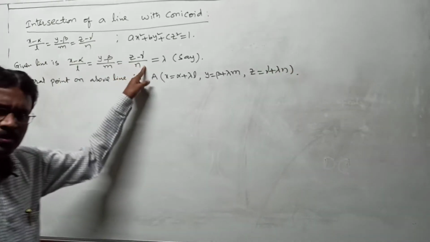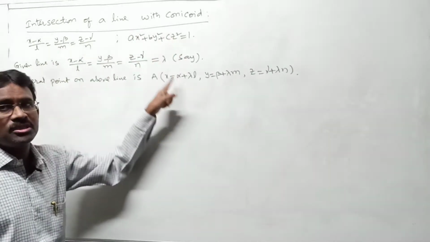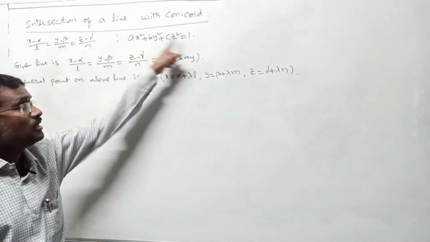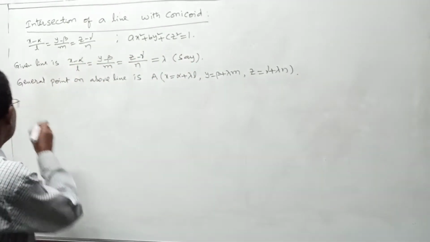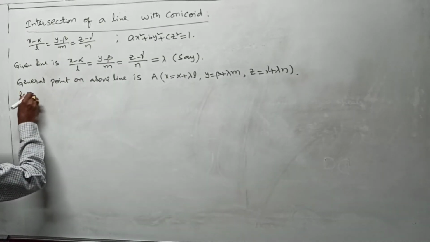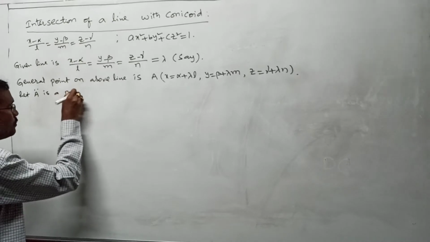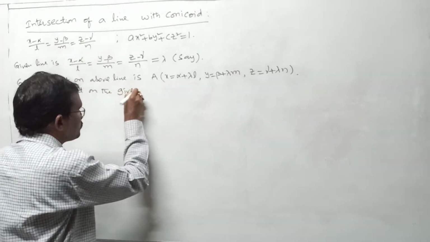But you know, a general point means anywhere on this line. Let us take it at the intersecting stage. Whenever it is at the intersecting stage, it should be on the given conicoid. Just substitute this point in the conicoid. Let capital A be a point on the given conicoid.